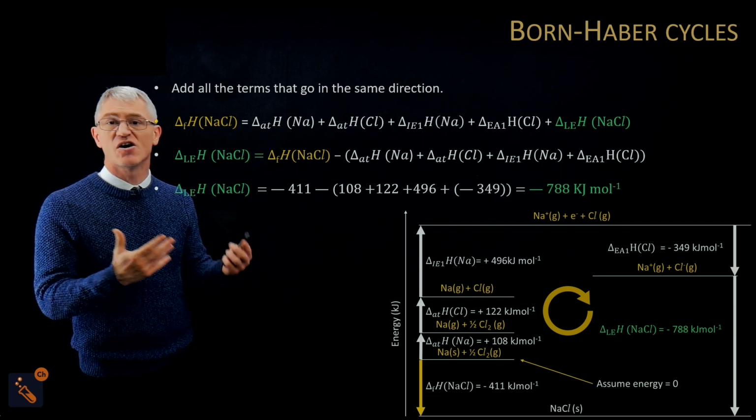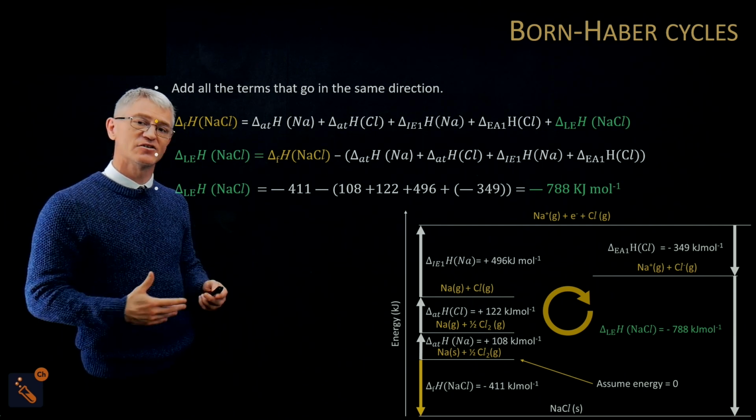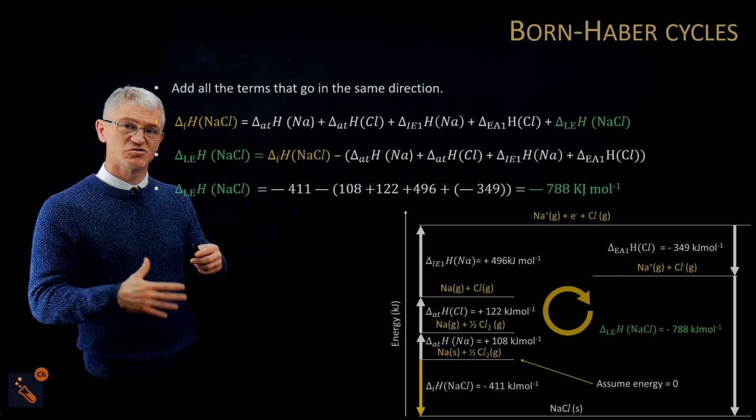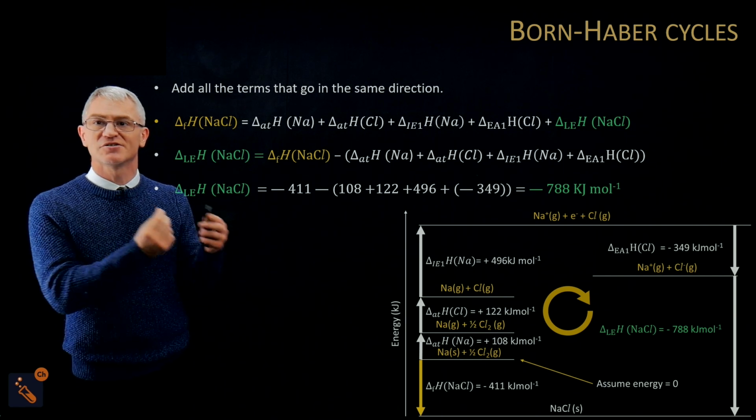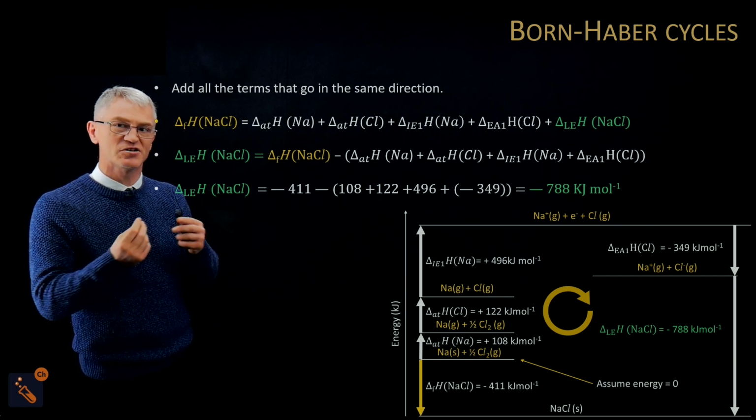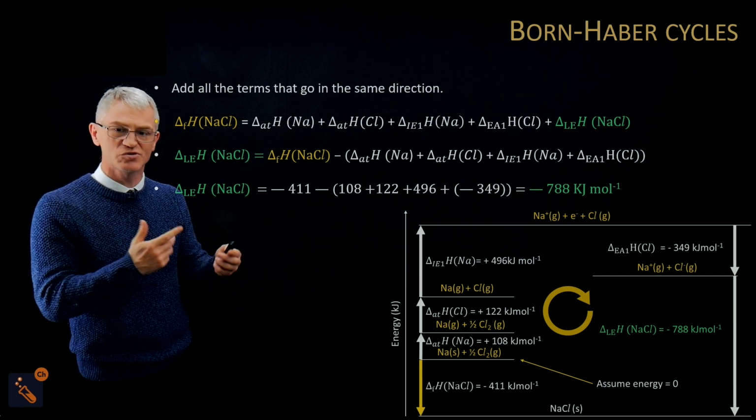Now the only complications they can do is they can do electron affinity 2s and ionisation energy 2s, and they can also make it a bit more complicated by putting more than one element. So for example, MgCl2. So you've got 2 of those, so you'd have to times your atomisation by 2 and things like that. But we'll show you that in the next example.